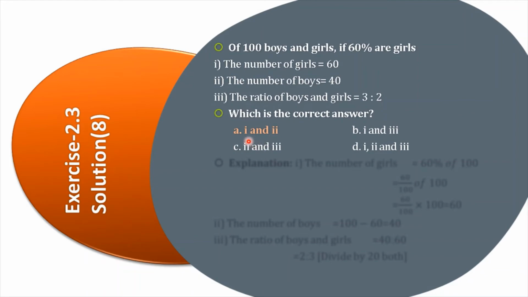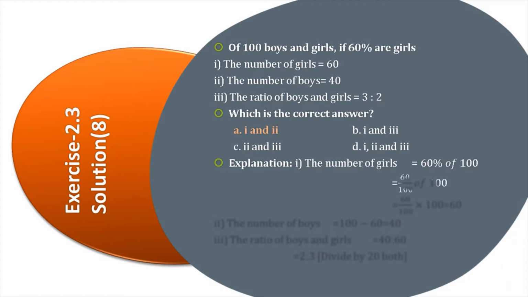As you can see the marked part, this is our desired answer. Let us see the explanation of how we get this answer. The number of girls equals 60% of 100. That is our given information from the stem. So instead of the percentage sign we can write 1 divided by 100, that means 60 divided by 100 of 100. Instead of "of" we write multiplication, then we can reduce 100 and 100, and we get 60. So number 1 is correct.